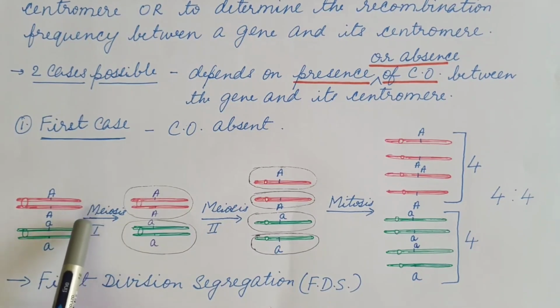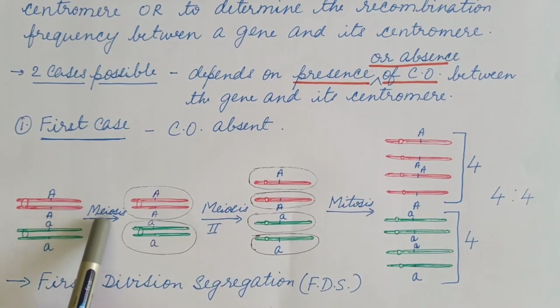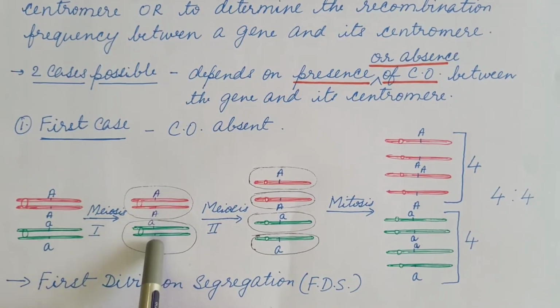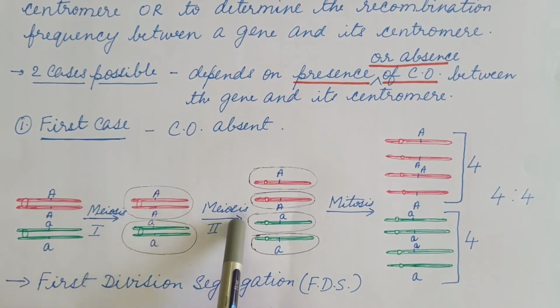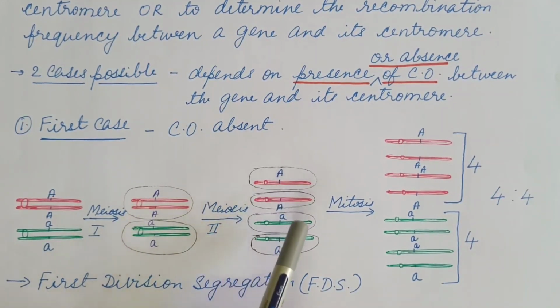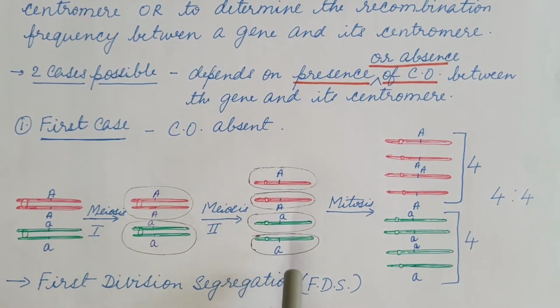Then zygotic meiosis takes place, meiosis 1 followed by meiosis 2. After meiosis 1, separation of the capital A and small a alleles takes place. This is then followed by meiosis 2. Sister chromatids of the chromosome separate and we get 4 haploid cells that are linearly arranged, also known as a tetrad.